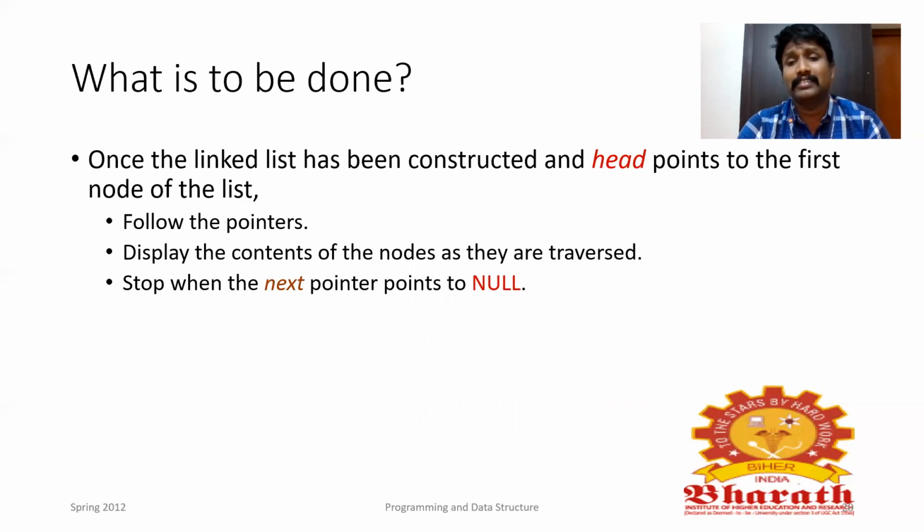There is no other address. There is no address stored inside the null, so there is no way of traversing further. So these are the three important things which have to be followed. First, follow the pointer, display the contents of the node as they are traversed, and stop when the next pointer points to null.